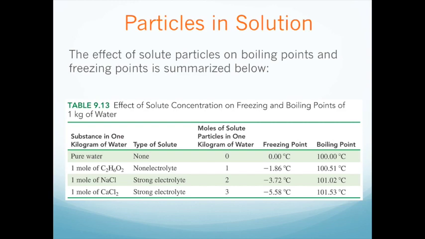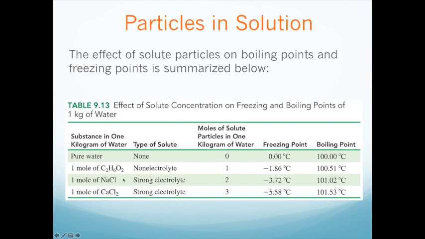Now, there is a way to correlate this with the freezing point and boiling point alterations. You can see here the effect of solute concentration on the freezing and boiling points of 1 kilogram of water. You have pure water. It has 0 moles of solute particles. It has a freezing point of 0 degrees Celsius and a boiling point of 100 degrees Celsius. Now, if you add 1 mole of ethylene glycol, which is a non-electrolyte, that means that there is 1 mole of solute in the solution. This depresses the freezing point by minus 1.86 degrees Celsius and increases the boiling point by 0.51 degrees Celsius.